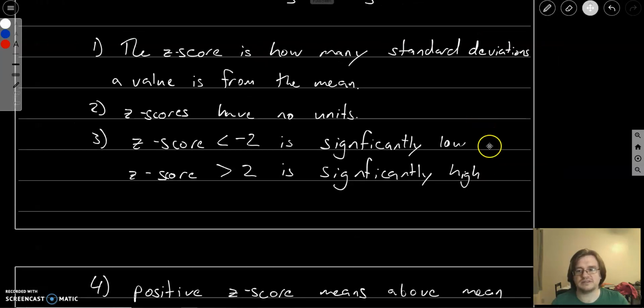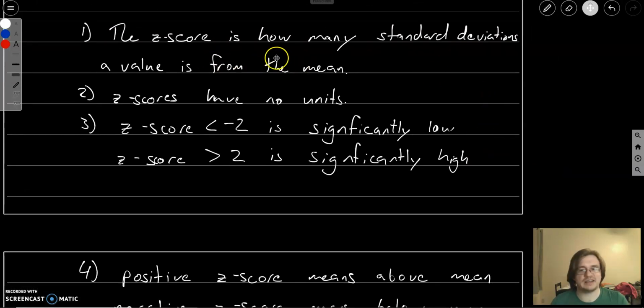So a little bit more about z-scores. Again, like I said, z-scores are just how many standard deviations away a value is from the mean. And z-scores are interesting because they have no units. I've normally been talking about, say, a z-score of 1 means we're 1 standard deviation above the mean. But the z-score itself, 1, will have no units. The units will cancel from the top and the bottom, and you're left with nothing.